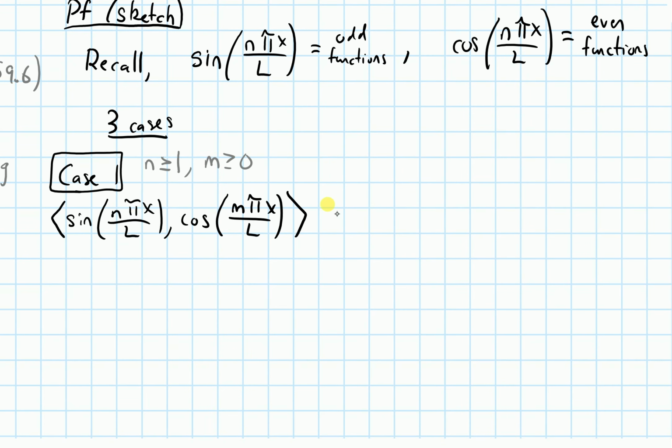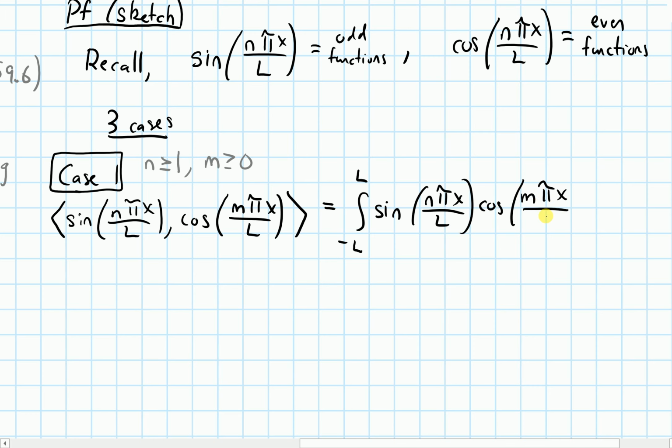So this inner product is going to be an integral from negative L to positive L of these two functions multiplied. So sine of n pi x over L times cosine of m pi x over L dx. And now let's see if even and odd functions can help us. Because the sine function is an odd function, but it's multiplying this cosine term, which is an even function.